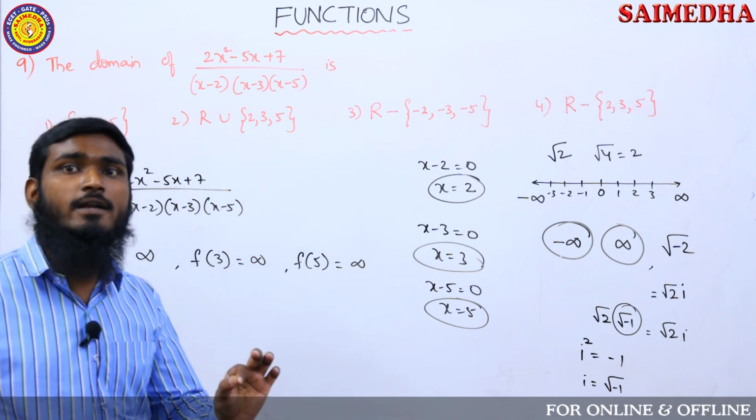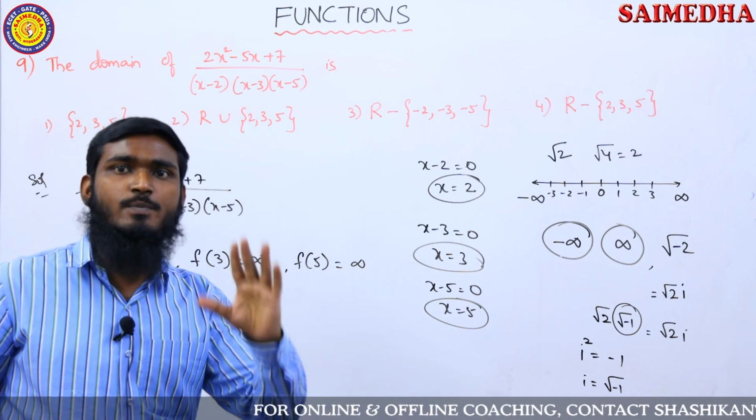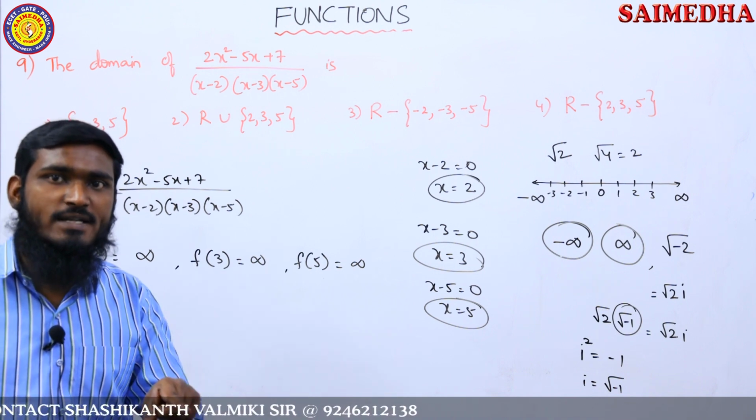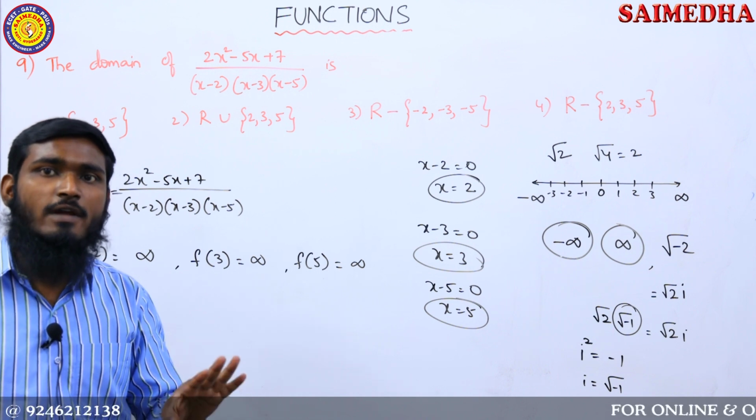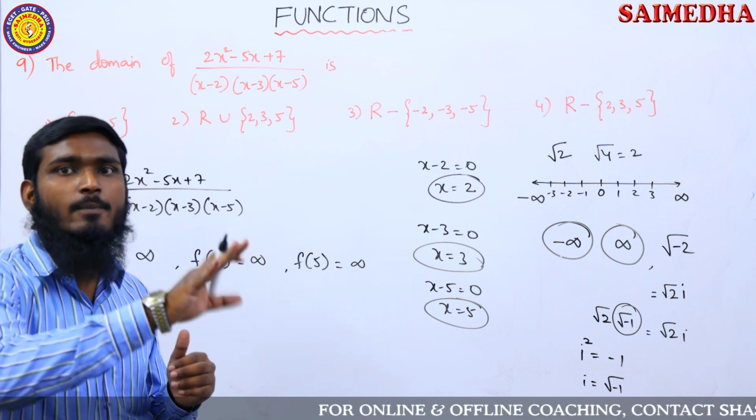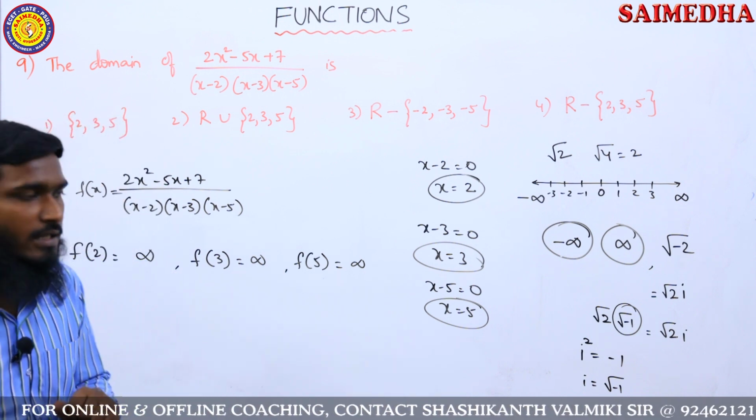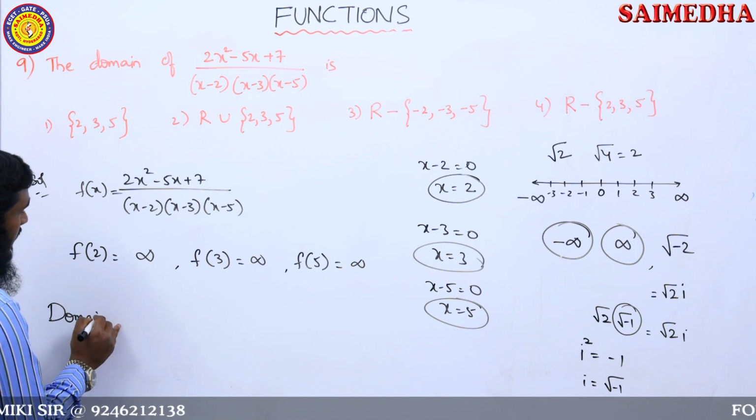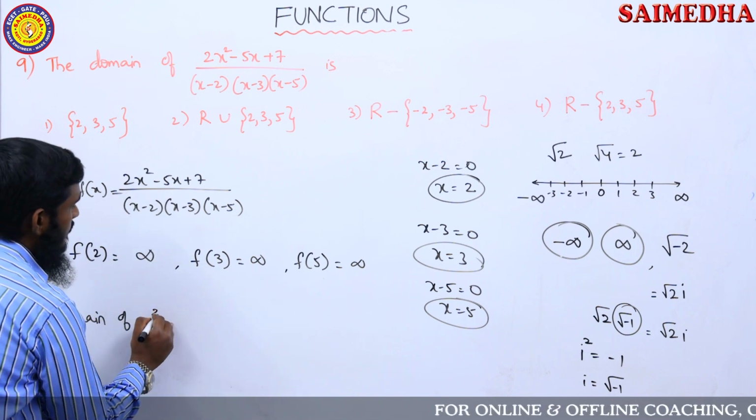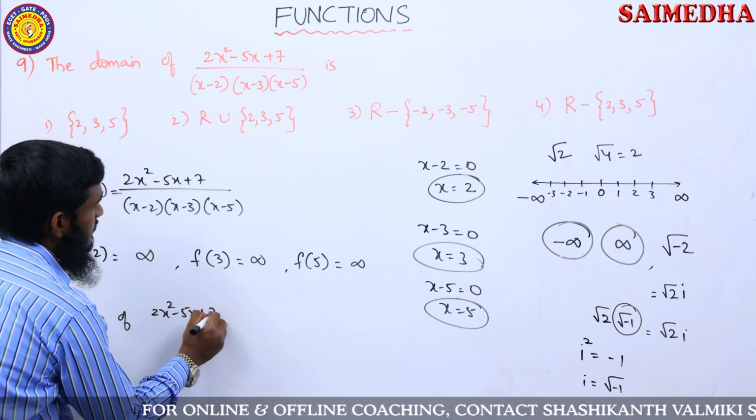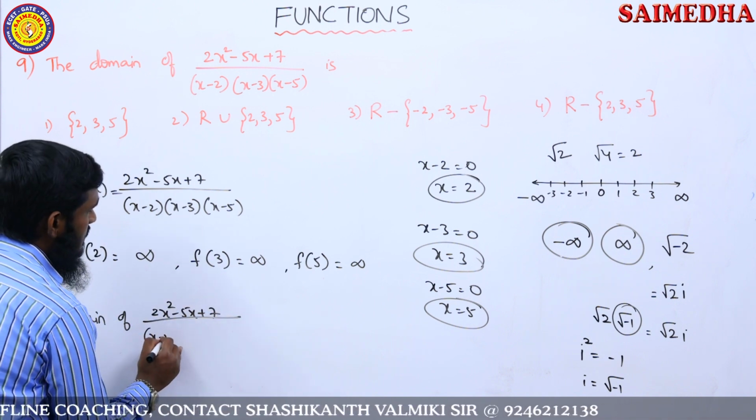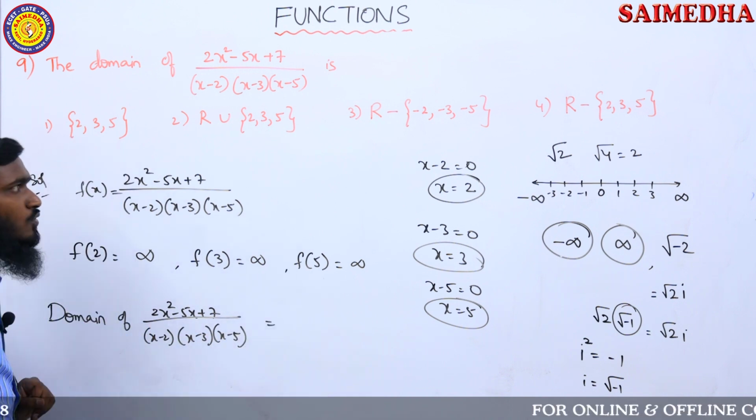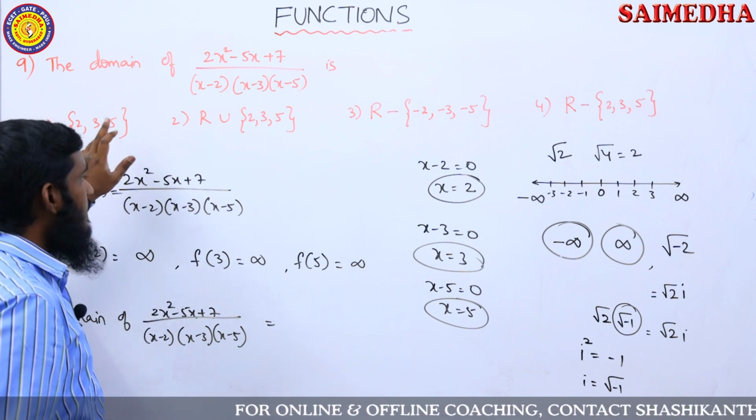So what we have to find is when the denominator is becoming 0. At those points only, we have to remove them. The remaining points, the remaining x values, we can take. So what can we write as the domain of this function? The domain of (2x² − 5x + 7) divided by (x − 2)(x − 3)(x − 5) equals, what are the options given over here? 2, 3, 5 is given.